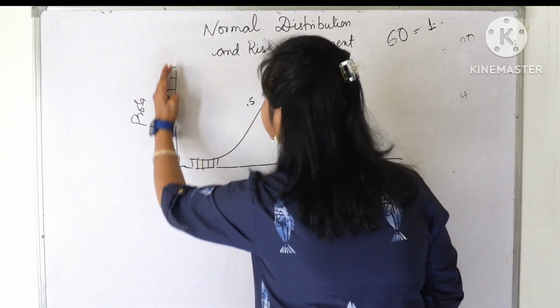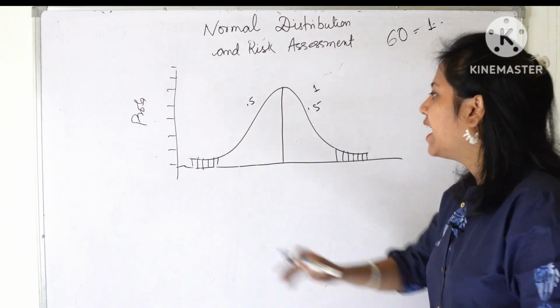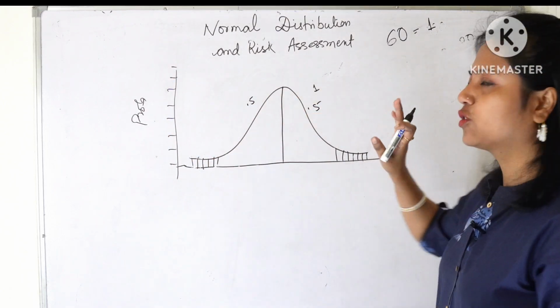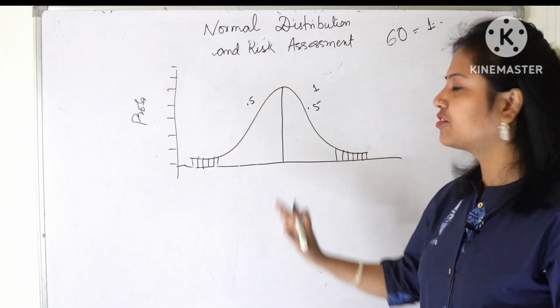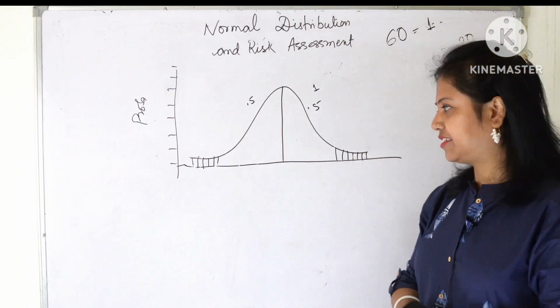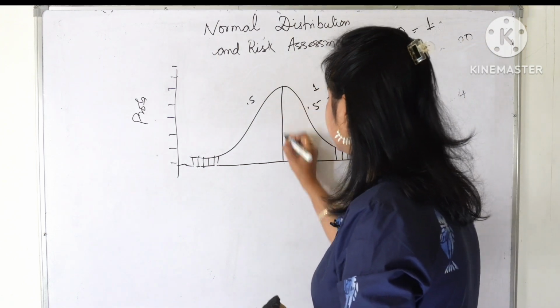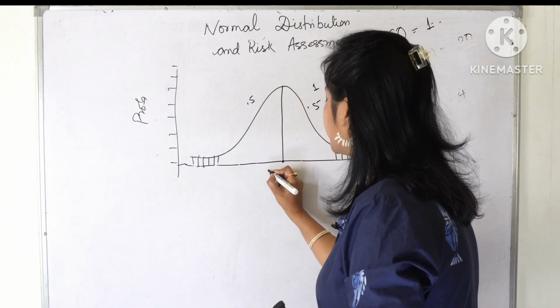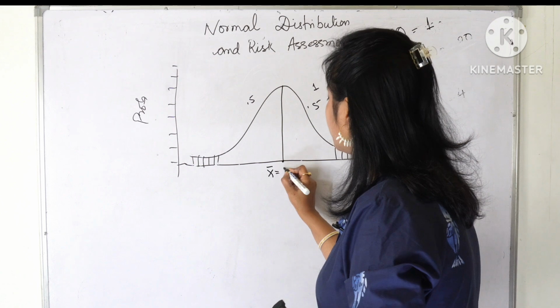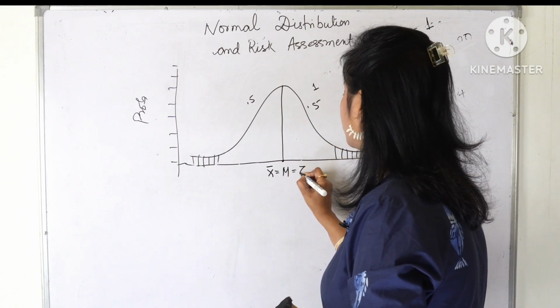So probabilities increase as you go upward, right? And all the values inside the curve add up to 1. Half of it is on the left and half of it is on the right, right? How can this help me in risk assessment?